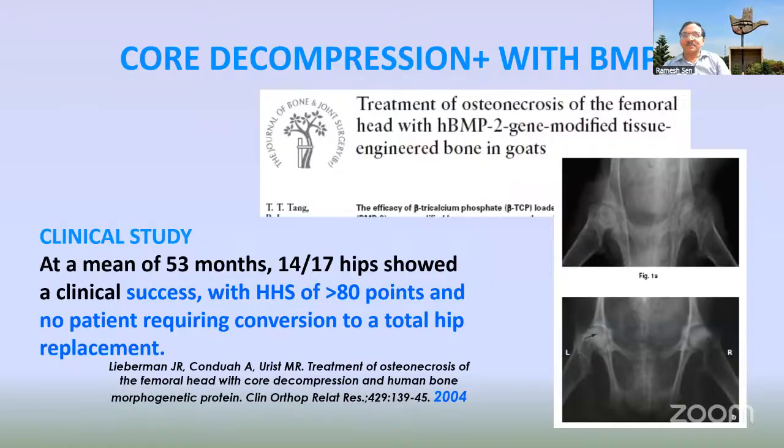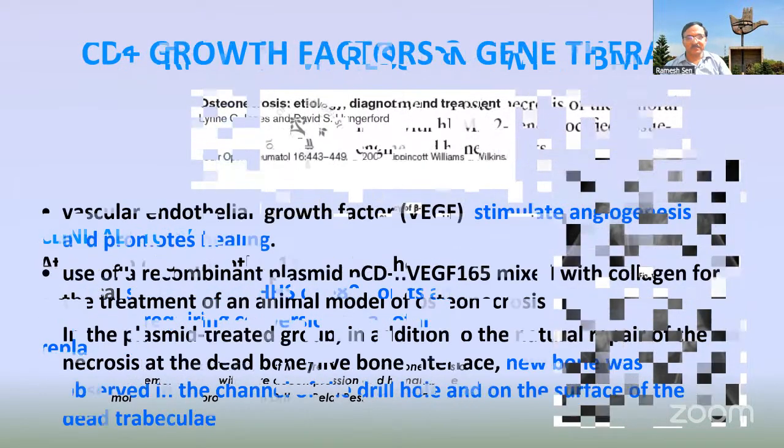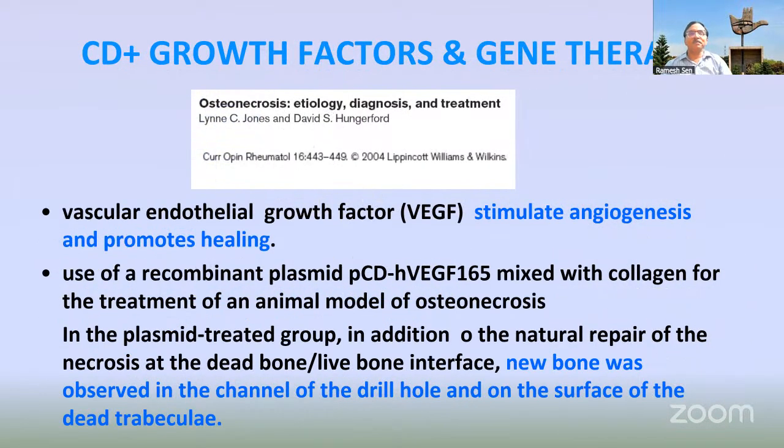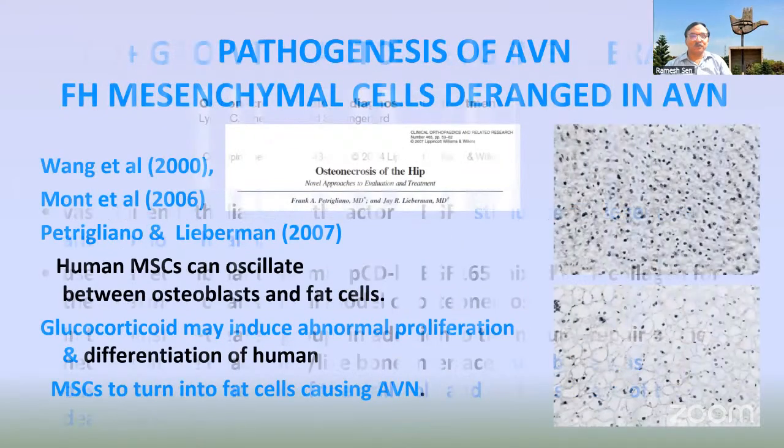Then people started using BMP also, and these are the studies that showed it could give us a better result. Then people started using growth factors and gene therapy, with vascular endothelial growth factors, because they found they are able to stimulate angiogenesis and promote healing, and they could notice new bone formation in the drill holes also.